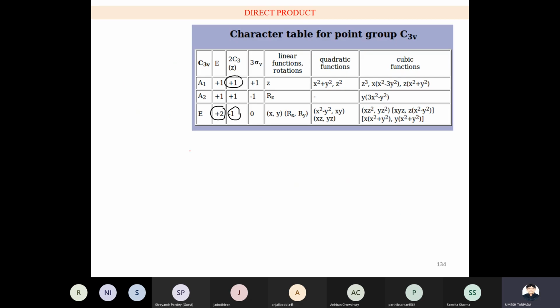For C3V point group, you tell me what is E cross E? For C3V, E cross E was asked in the NET exam as a 4 marks question. To calculate E cross E for C3V point group, what is this result? What is E cross E? What is your first entry? You have to take E 2 times.